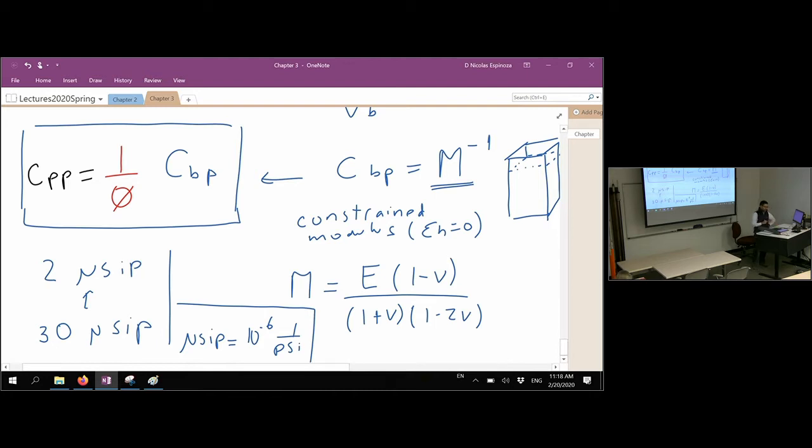Okay, you're going to do an exercise related to this in the homework. We're going to get there in just a bit. But I wanted to stop a little bit on this constraint modulus because it is quite important to take a look at the equation and understand what it means. If the Poisson ratio is equal to 0, what is going to be the relationship between the constraint modulus M and the Young modulus E?